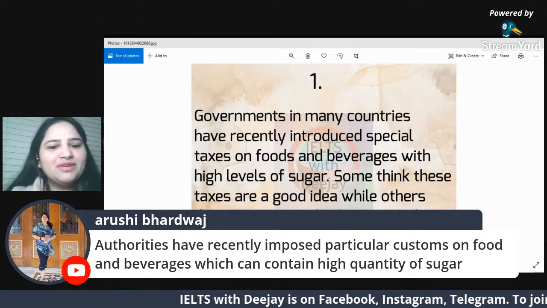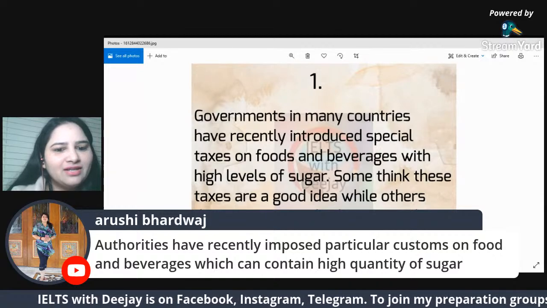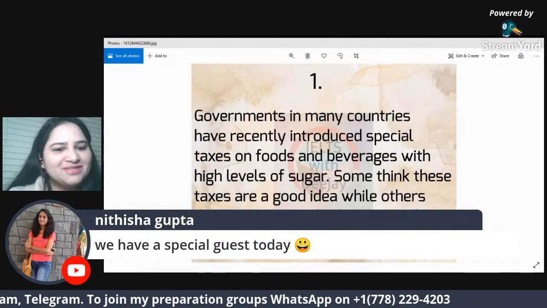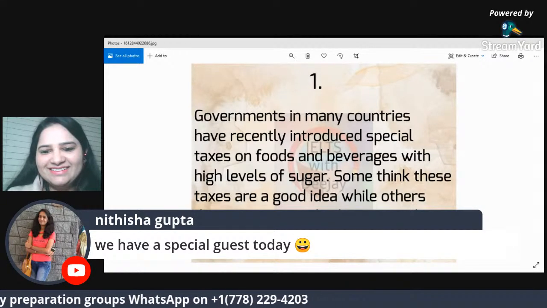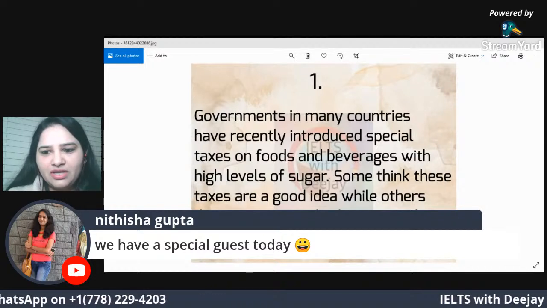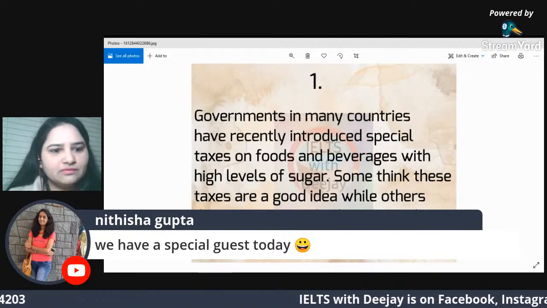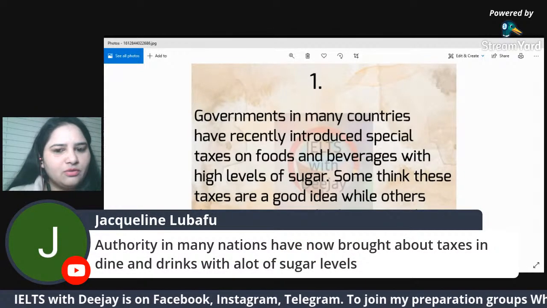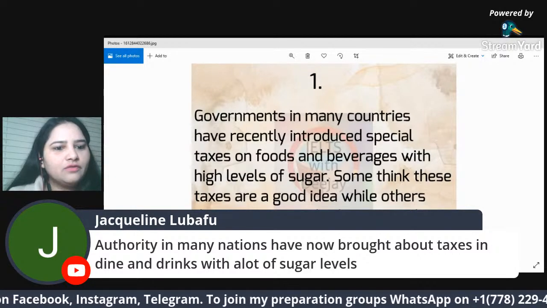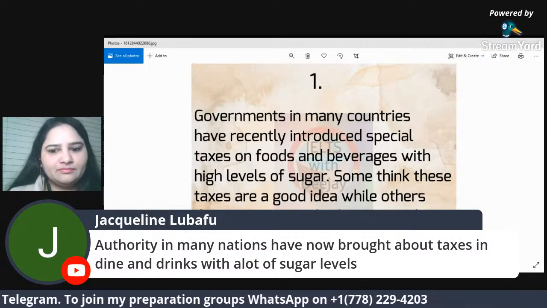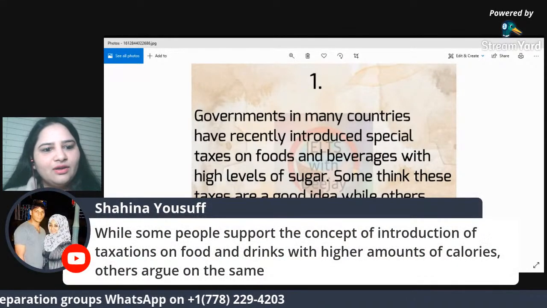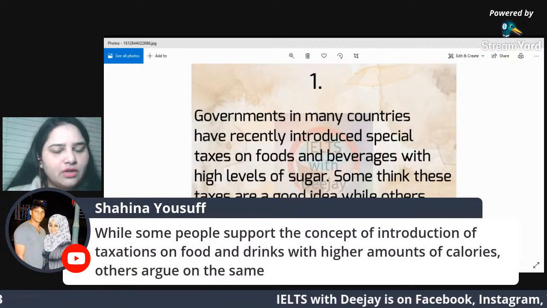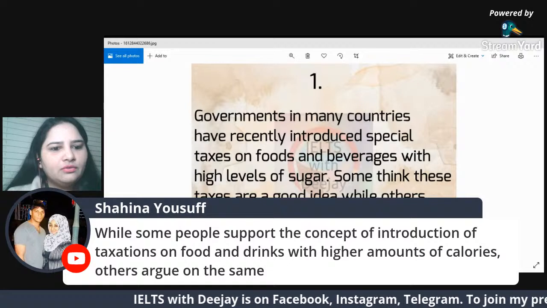Authorities have recently imposed particular customs on food and beverages which can contain high quantity of sugar. There are predominantly two contrasting views for this course of action. Authority in many nations have now brought about taxes in dine and drinks with a lot of sugar levels. While some people support the concept of introduction of taxations on food and drinks with higher amount of calories, others argue on the same.